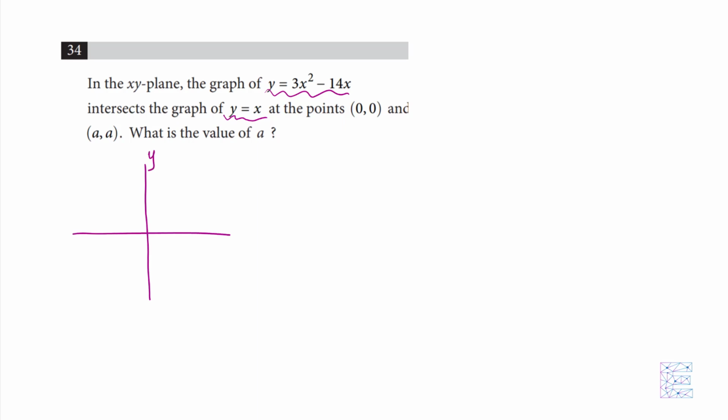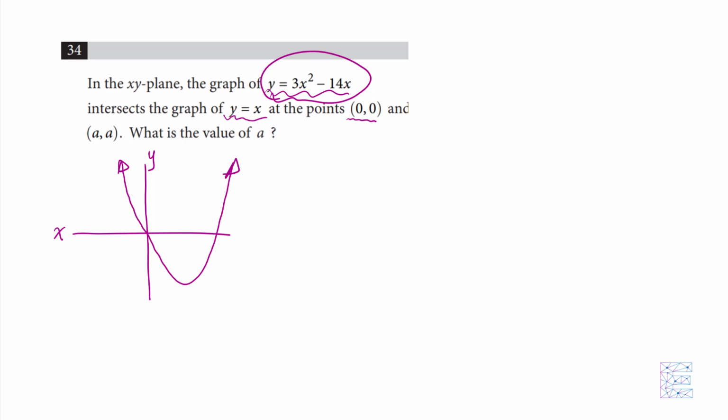So x and y plot. We have a parabola. This is the U-shaped graph opening upwards. And we know that one of the points where the lines intersect is 0, 0. So I know that the parabola is passing through 0, 0 for sure. So it might look sort of like that. We're going to graph this in a minute to confirm this.